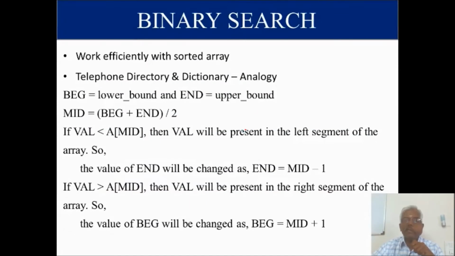Next we go for binary search. It works efficiently with a sorted array. This is very important factor. This is the biggest difference between linear search and binary search. Linear search deals with unsorted array, but binary search can deal only with sorted array. In unsorted array, we cannot perform binary search.